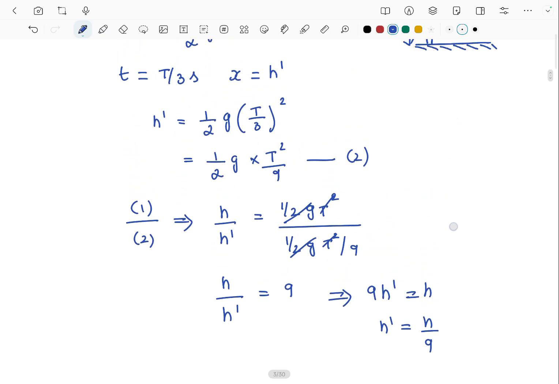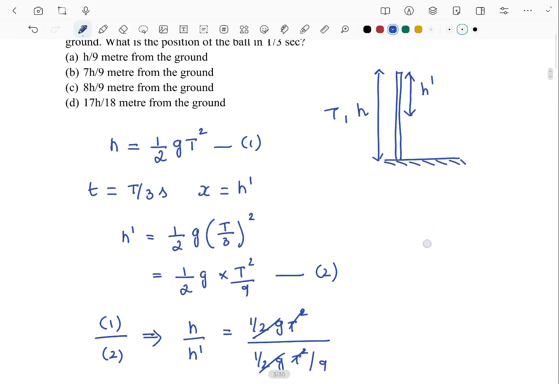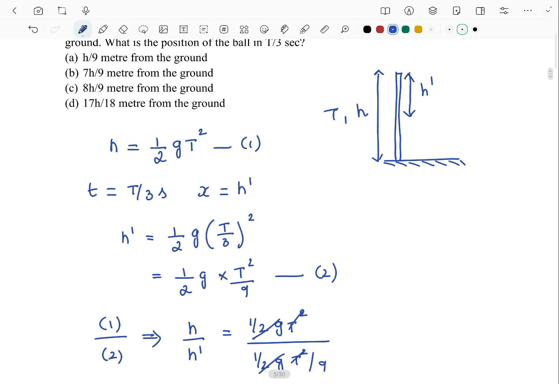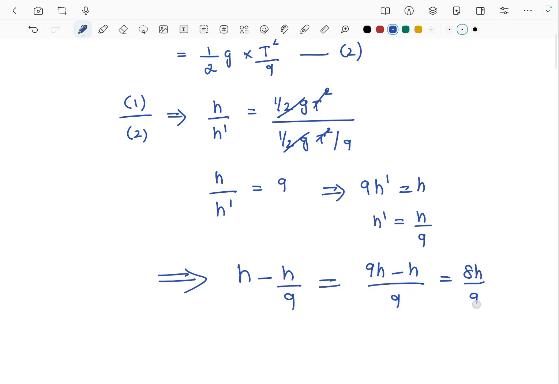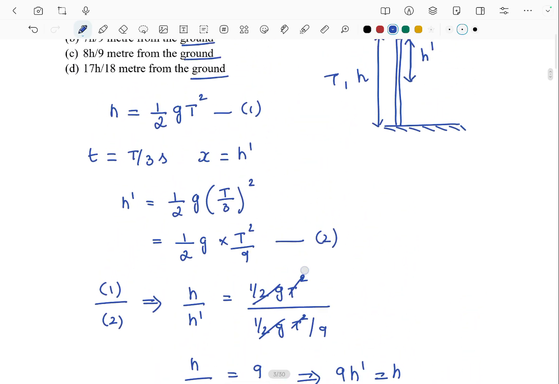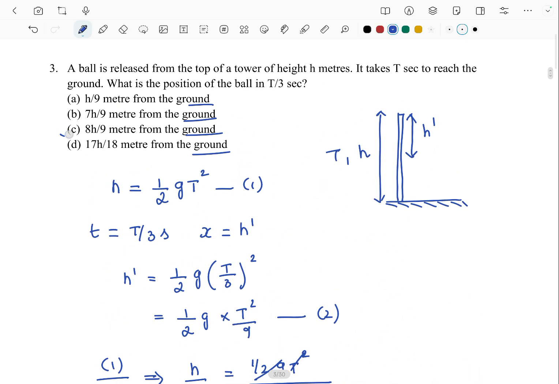We have found out only the distance travelled in 3 seconds, but all the options are actually given from the ground. So we are supposed to get the position of the ball from the ground, which is going to be h minus h by 9. h minus h by 9 is going to become 9h divided by 9 minus h by 9, which is 8h by 9. So 8h by 9 should be our answer, which should be option C.